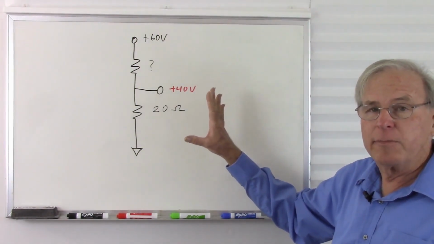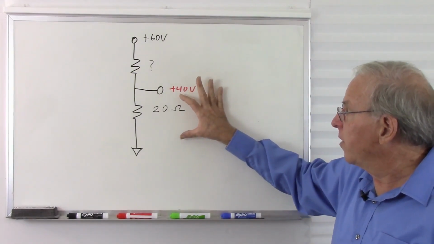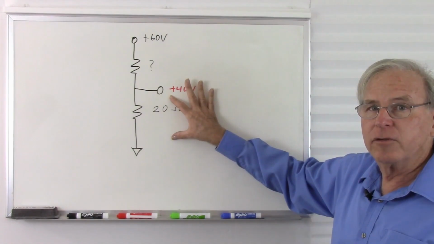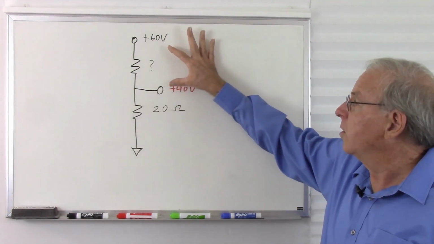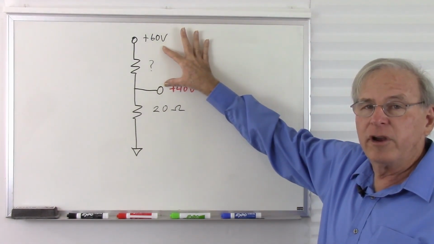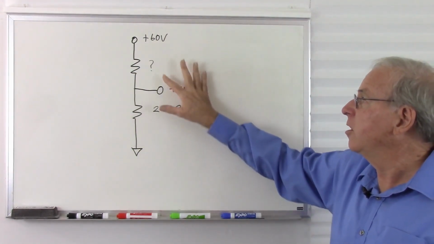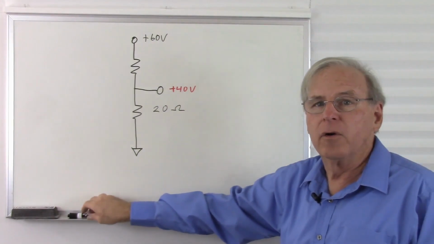Remember, the resistors must be proportional to the voltage. So if we have 40 volts and that's 2/3 of our voltage, we must also have 2/3 of our resistance. So we must have 1/3 of our resistance here. So this resistor must be 1/2 of that resistor. So that is a 10 ohm resistor.